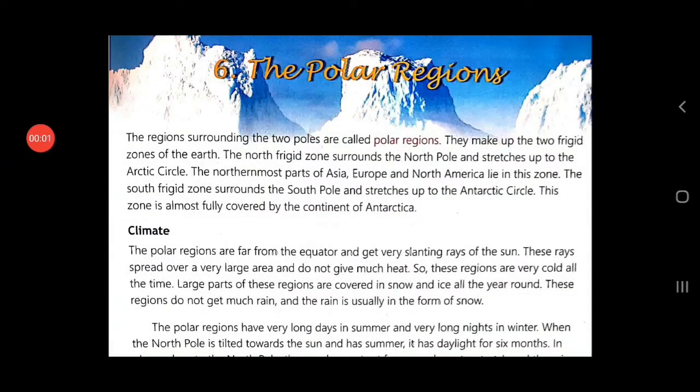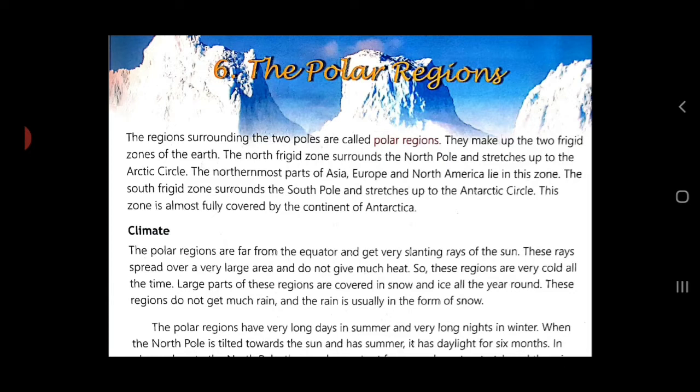Now talking about the climate of the polar regions. The polar regions are far from the equator and get very slanting rays of the sun. If we talk about the torrid zone, that zone receives the direct rays of the sun. The temperate zones receive slanting rays of the sun, not that much slant but not direct also. So there the temperature is neither too hot nor too cold, and in the torrid zone it is very hot.